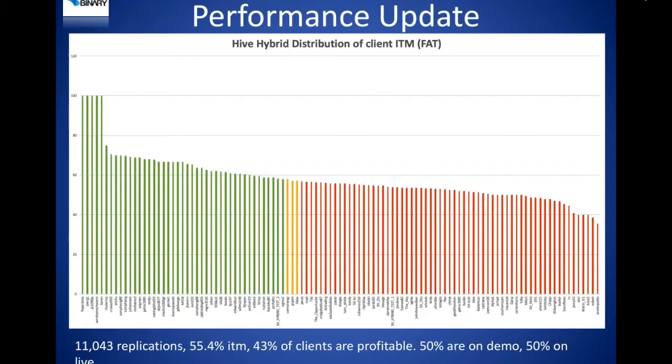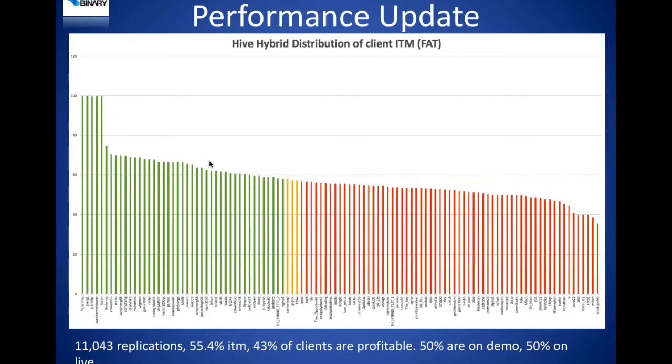So this is a snapshot which is about 5 days old. This is as of last Friday. You can see that 50% of hybrid FAT clients are on demo still, which is wise because the system is still being ironed out for bugs and it's still being stabilized and further improved. And 50% have already switched to live. All right, that's the rough distribution.